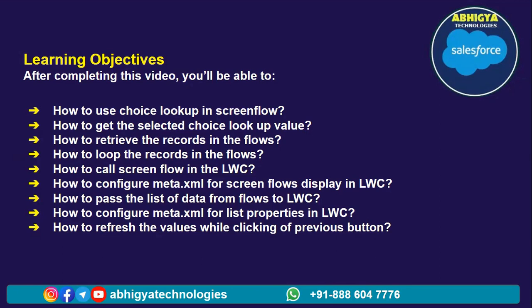If you want to call the flow in the LWC, we have to do some configuration in the metadata XML. We will see what that configuration is. We will also see how to pass the list of opportunity records from the screen flow to the LWC. Here we use the meta XML, with some configuration properties, and we can see that too.